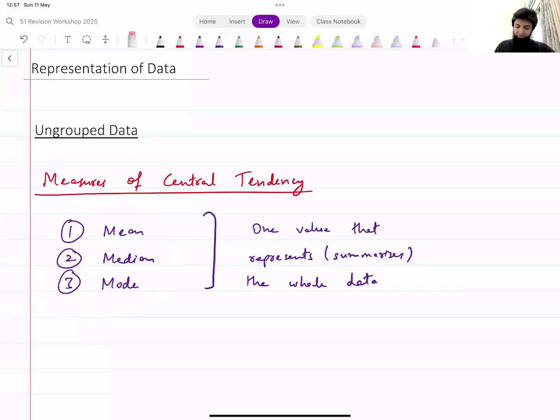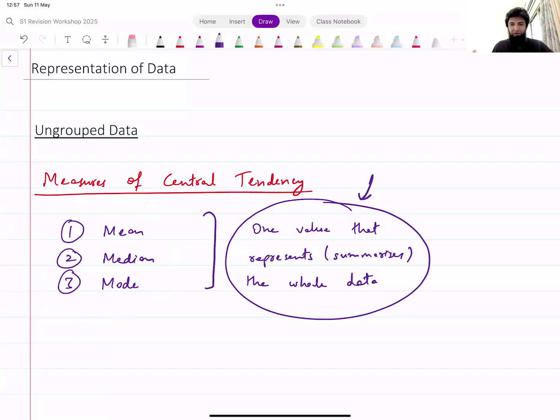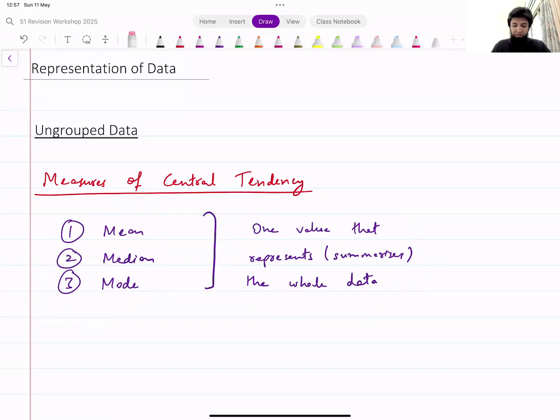They give you one value that is supposed to give you the average of the whole data. It should represent the whole data. Okay, these are called measures of central tendency: mean, median, and mode. First of all, how do you calculate them from ungrouped data?